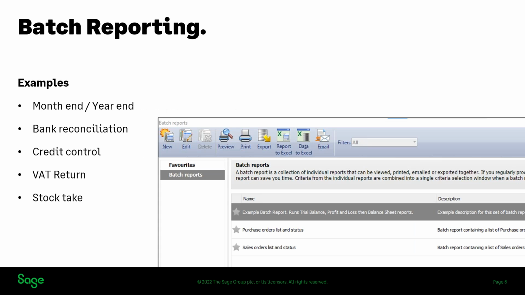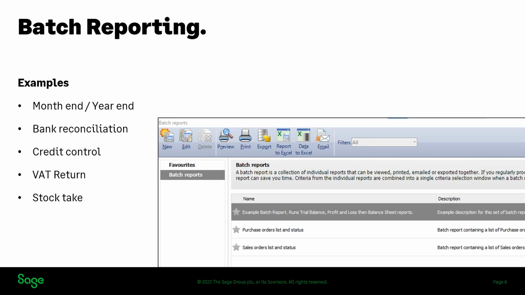Right, okay, so we're going to have a look at batch reporting. Examples of when you might use it: month end, maybe year end, I suppose any time you might run a series of reports. So maybe as part of a reconciliation process. If you work in credit control, you might run a series of reports. If you're doing your VAT return, prior to going into the VAT return to check your figures, you might run a series of reports.